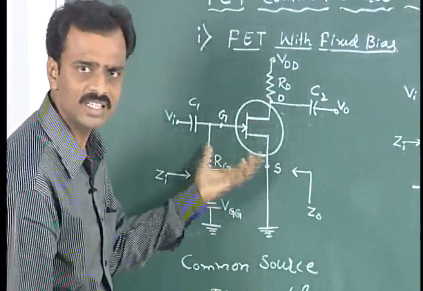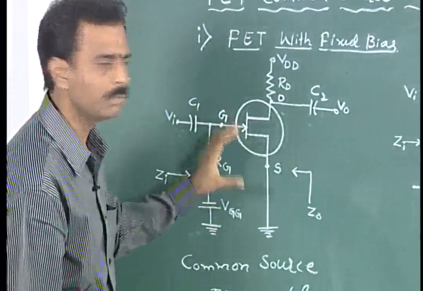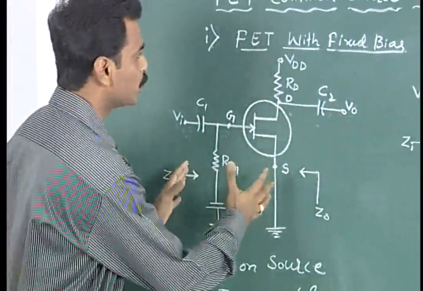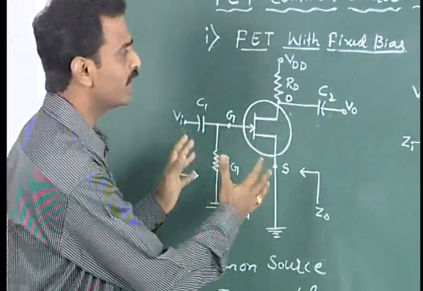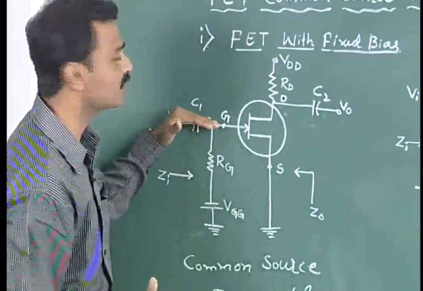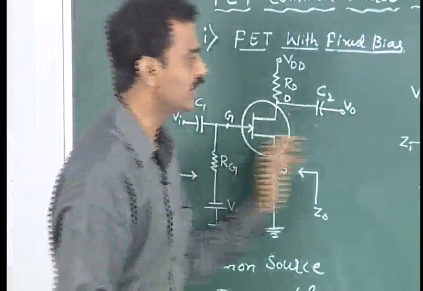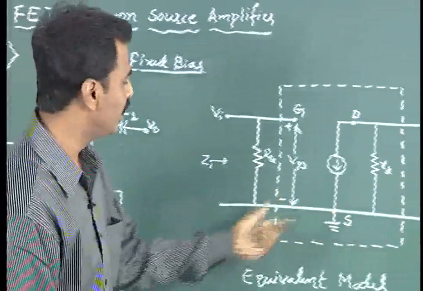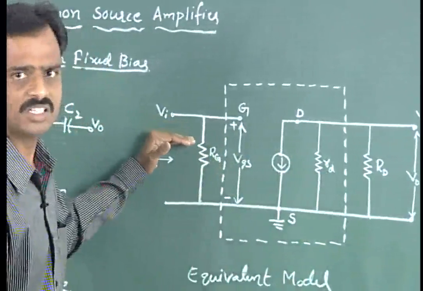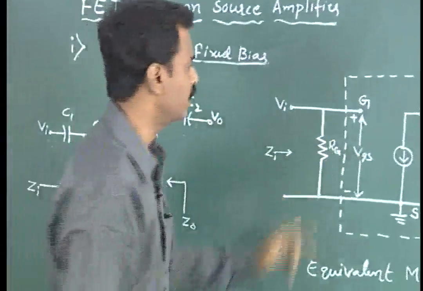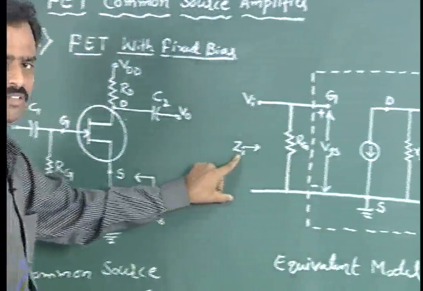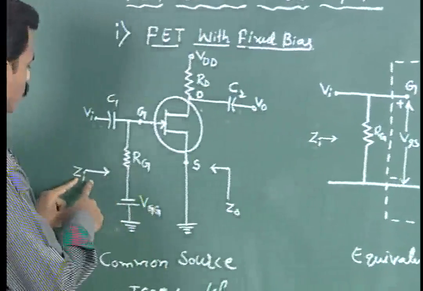To analyze this circuit, we can use the low frequency equivalent circuit. From the same circuit given here, we can get an equivalent circuit by short circuiting the capacitances. That is shown here, a low frequency equivalent model where the capacitors have been totally short circuited. The input impedance Zi is shown here as the input impedance.